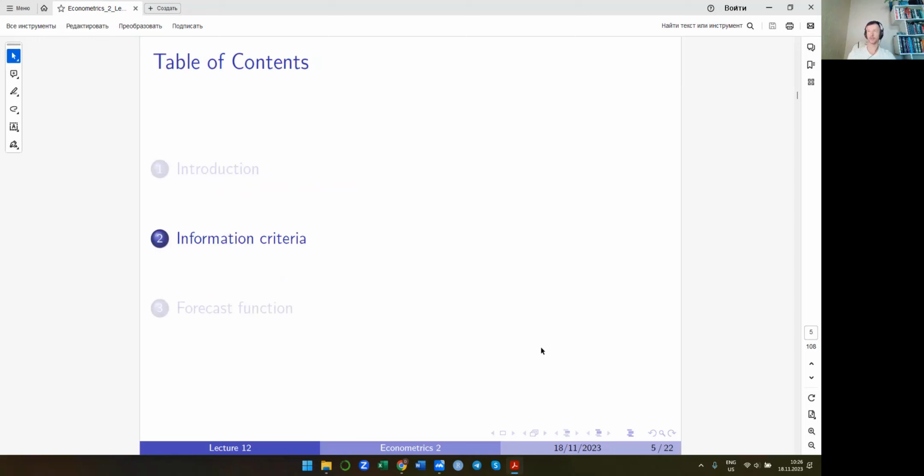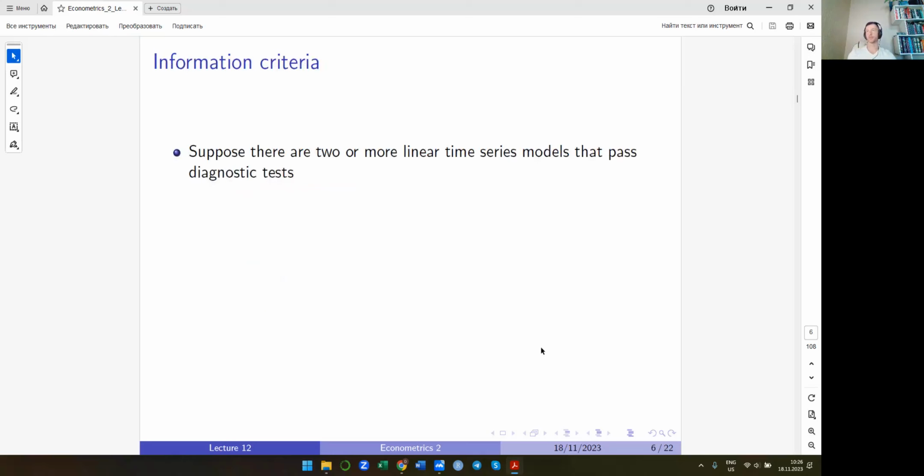Before proceeding to the forecasting itself, we need to solve the problem that appeared in the last lecture. The problem was that we have seen that two models passed the diagnostic tests. So in our case, AR(1) model and MA(2) model passed the diagnostic tests. So what we have to do in such case? We can answer the question which model yields best in-sample fit. So what does it mean? It means which model better fits the observed data.